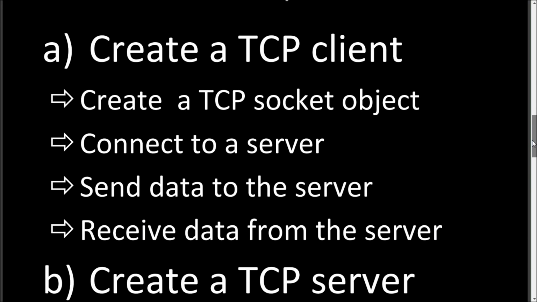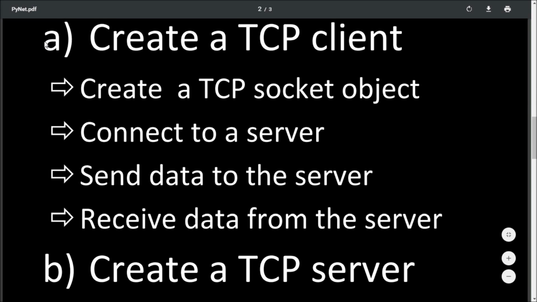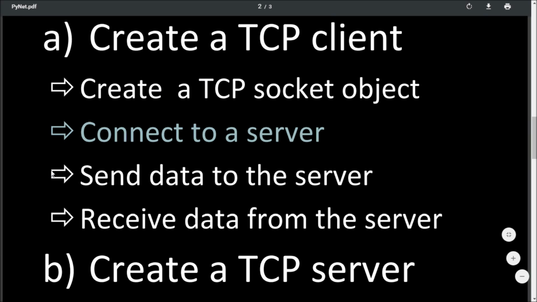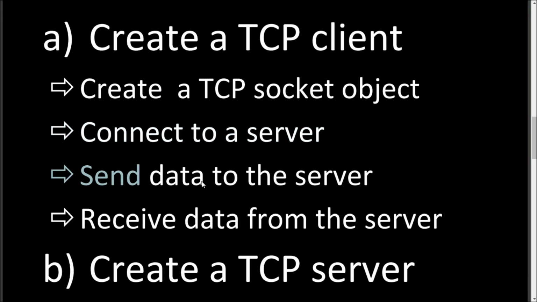So we will start with the first section, which will be creating a TCP client, and it will have four basic steps. First one will be creating a TCP socket object, and then we'll connect it to a server, which in this case will be google.com, and the third step will be sending data to the server, and then we will receive data from the server. So let's get started.